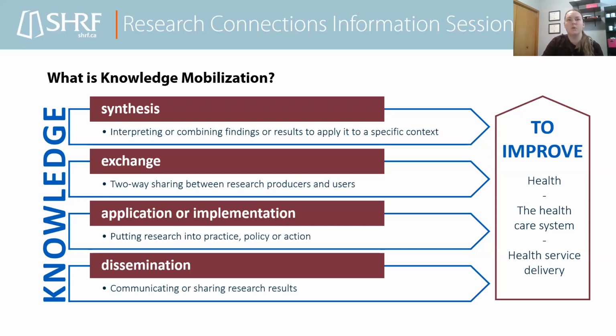So then, a bit into what knowledge mobilization actually is. Most of our funding looks at funding actual research activities, but with the Research Connections program, we're looking at knowledge mobilization, often abbreviated KMB or called knowledge translation. So this is for sharing the results of research and other knowledge generated from research. This is things like synthesis, interpreting or combining findings; exchange between researchers and users; application or implementation, putting research into practice, policy, or action; and dissemination, just communicating or sharing the research results to the audiences that need it. And we do all this with the goal to improve health, the healthcare system, and health service delivery.